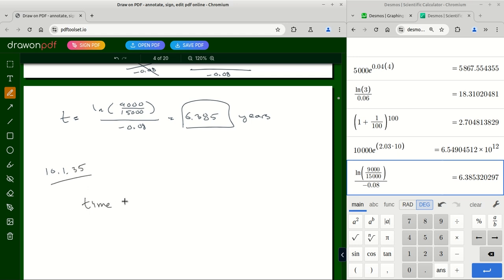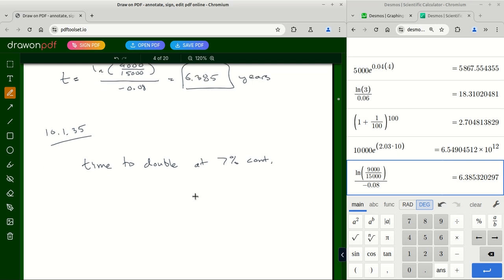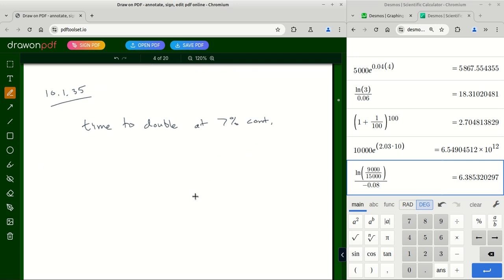Here's another good one. So time to double at 7% continuously. Okay, these are really cool problems. This is a real, honest business problem. So they have some kind of a CD or something like that, and you're wanting to put some money in and see how long until it will double the amount that you started with, given a particular rate. And that's it. It's just a formula. And really, you should be able to have a formula of this.